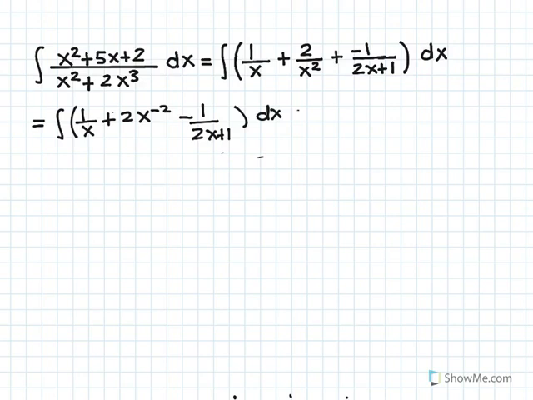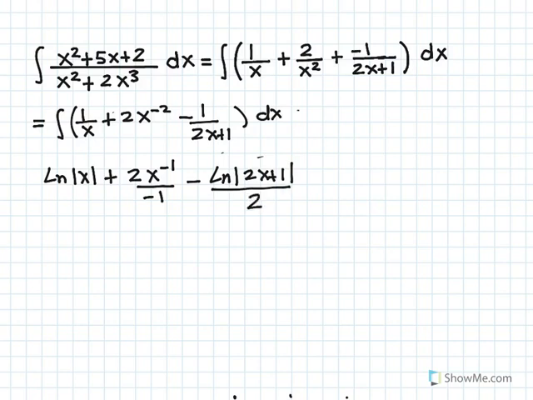The first integral, the integral of 1 over x, that's just going to be log of the absolute value of x. The second integral, the integral of 2x to the minus 2, reversing the power rule, we get 2 x to the minus 2 plus 1, that's negative 1, divided by minus 1. And the third integral, the integral of 1 over 2x plus 1, that's just applying u substitution, and we will get log of 2x plus 1 divided by 2. Don't forget to divide by 2.